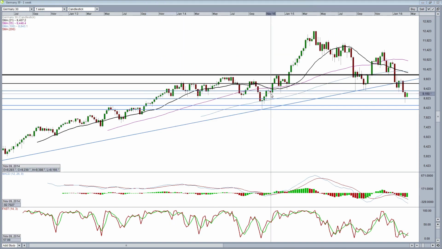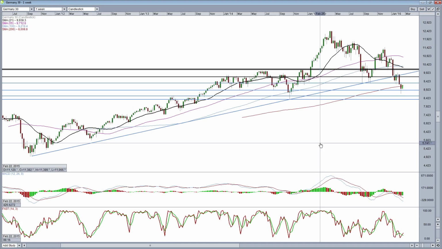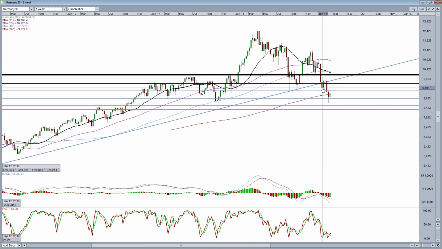Wrap things up now with the DAX, and we have seen a rebound off these lows. Of course, we have seen much broader declines in the DAX. We've seen a break of the ascending trend line. Now this ascending trend line covers the period from the Eurozone debt crisis lows back in 2010 rather than the financial crisis lows.